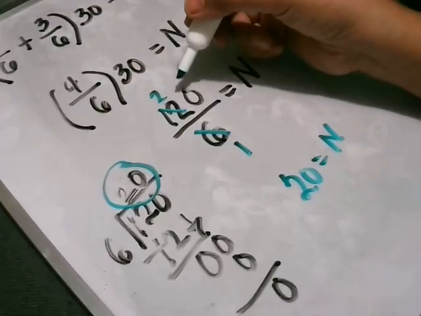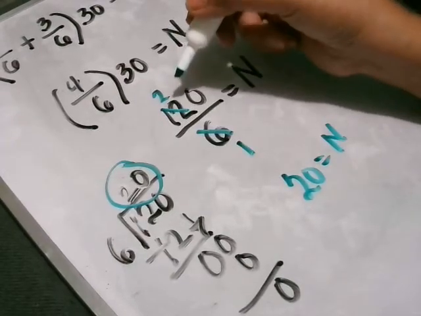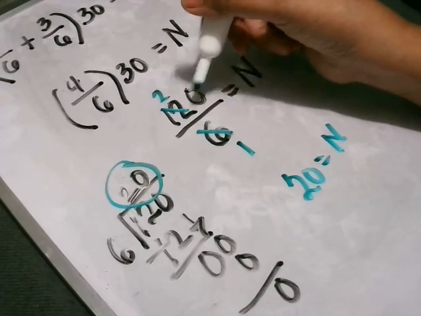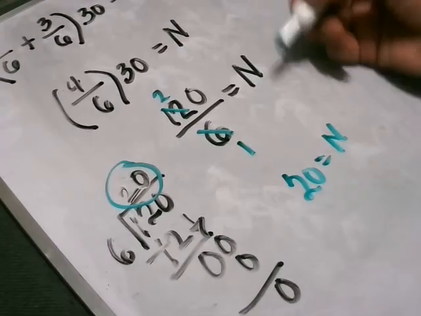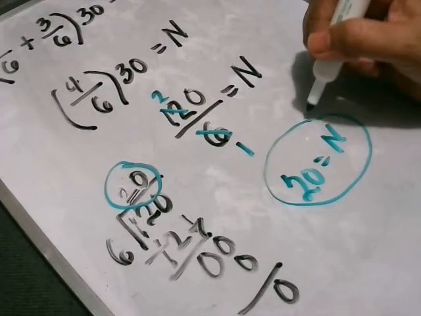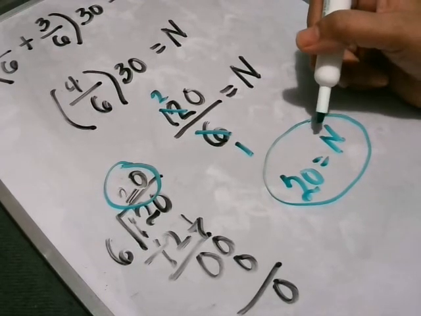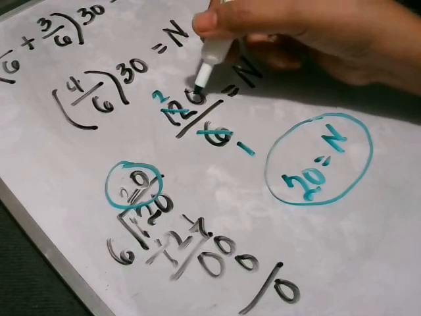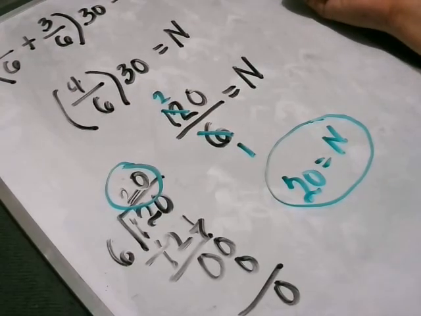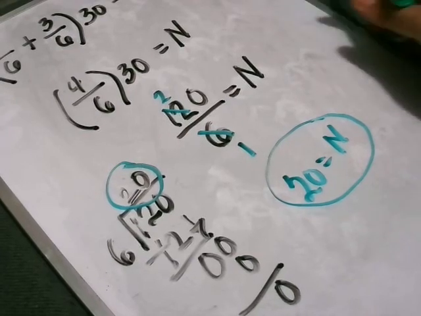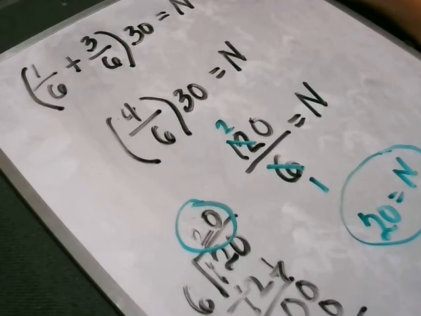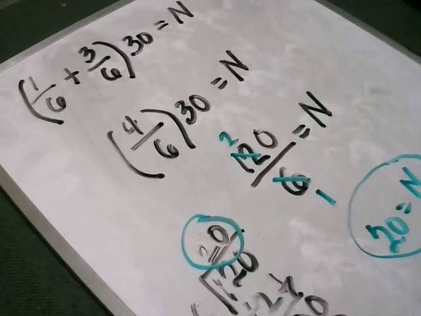So whichever method or process you are comfortable with, you can do it as long as you derive the correct answer. The most important thing is you get the right answer, whether you do the cancellation or this division method. So that's it, how you do these two basic operations of adding and then multiplying fractions.